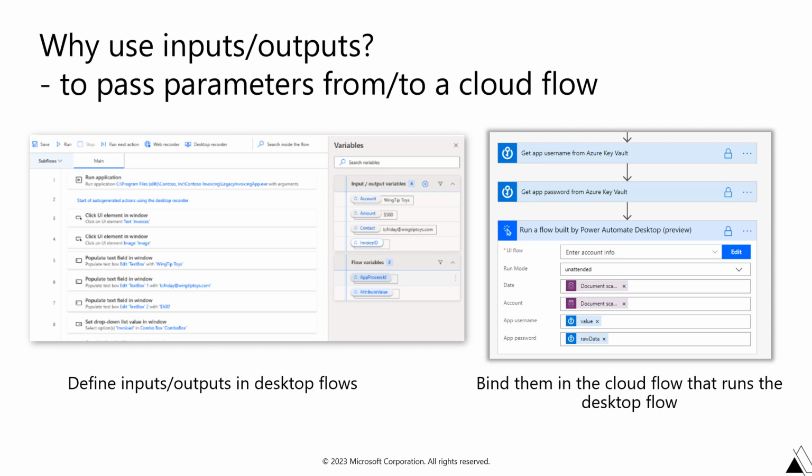Now the question is, why are we using these input and output variables? Well, it's an easy answer: to pass the parameters between the cloud flow and the desktop flow. So basically, you define your input and output variables in your desktop flows and you bind them in your cloud flow that runs this desktop flow. The next question is, what is a cloud flow? You need to stay tuned to the future series of the Automation in a Day to learn more about cloud flow and automating.